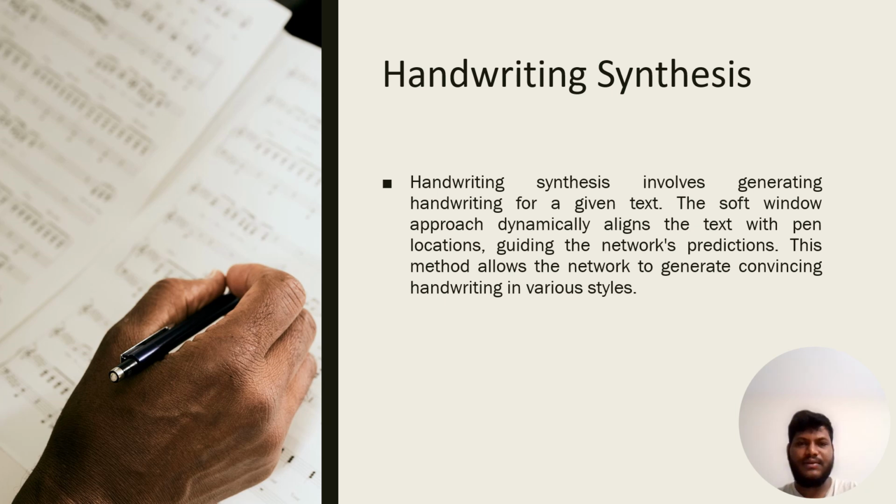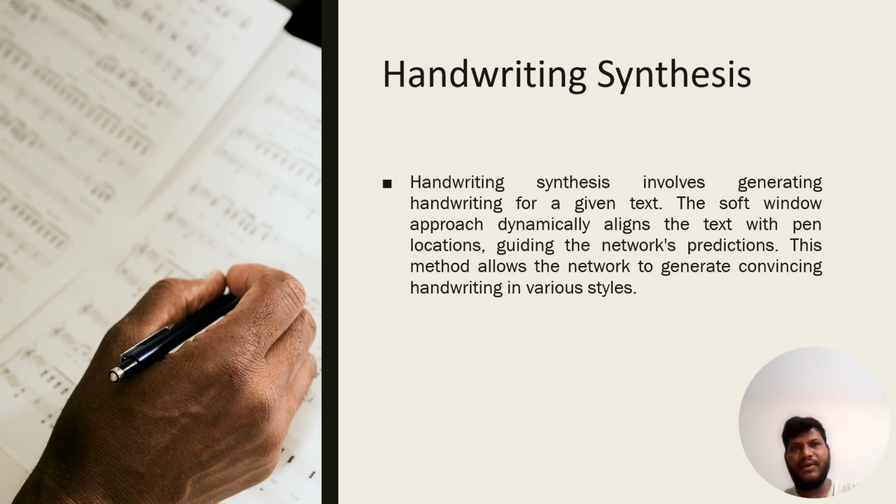Handwriting synthesis. Handwriting synthesis involves generating handwriting for a given text. The soft window approach dynamically aligns the text with pen locations, guiding the network's prediction. This method allows the network to generate convincing handwriting in various styles. It is all about handwriting generation in a good way.